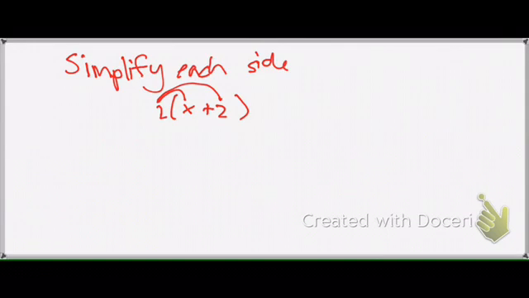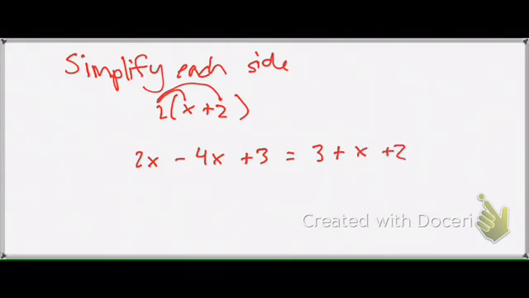First thing you have to do is simplify each side. Remember, this can be by distributing, like what we did. You've got your 2x plus 2. You distribute. This can be by combining like terms, which is if we have 2x minus 4x plus 3 and 3 plus x plus 2.